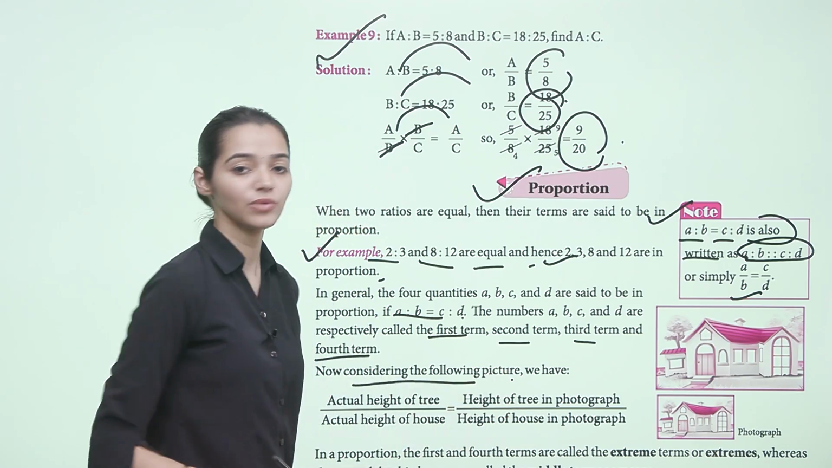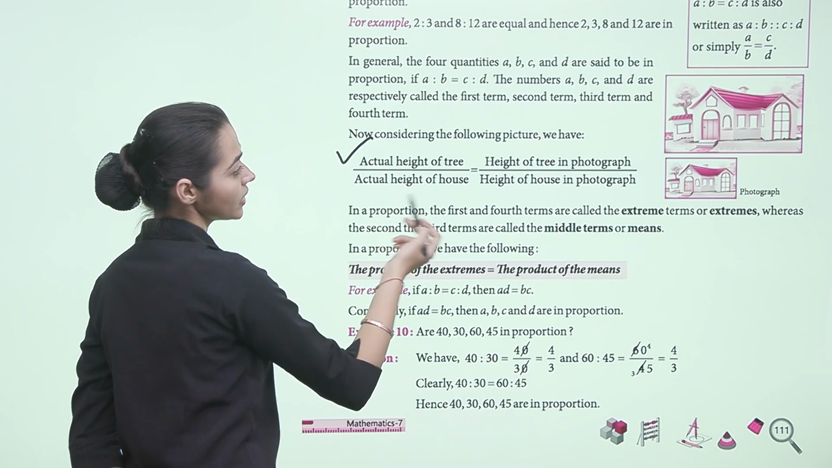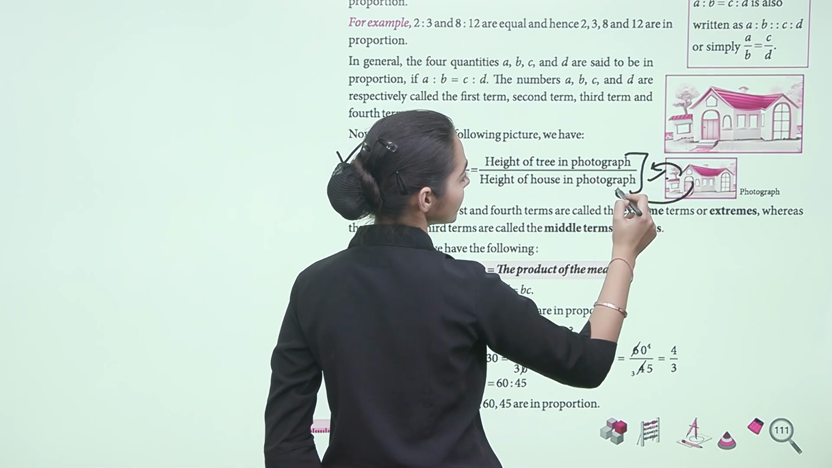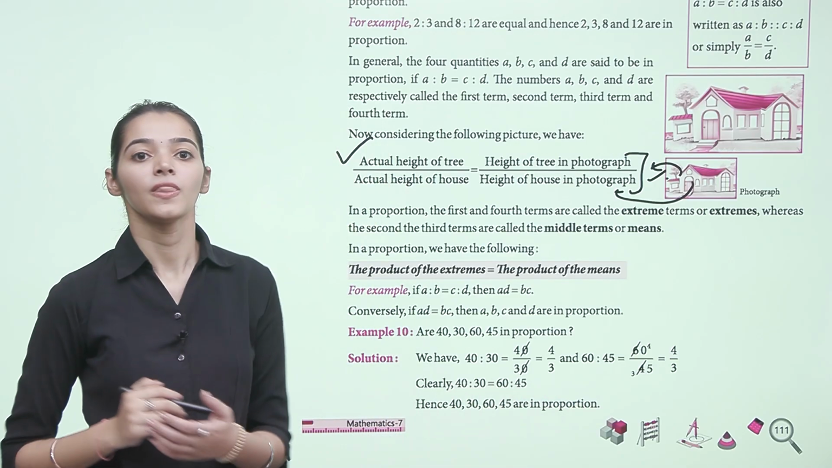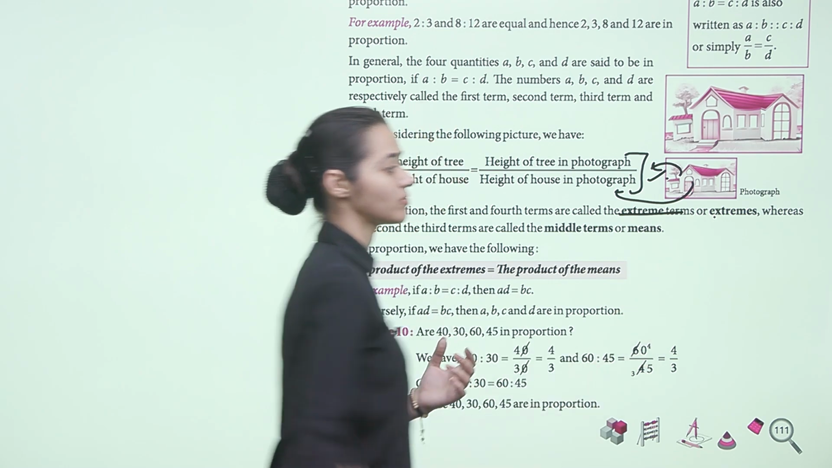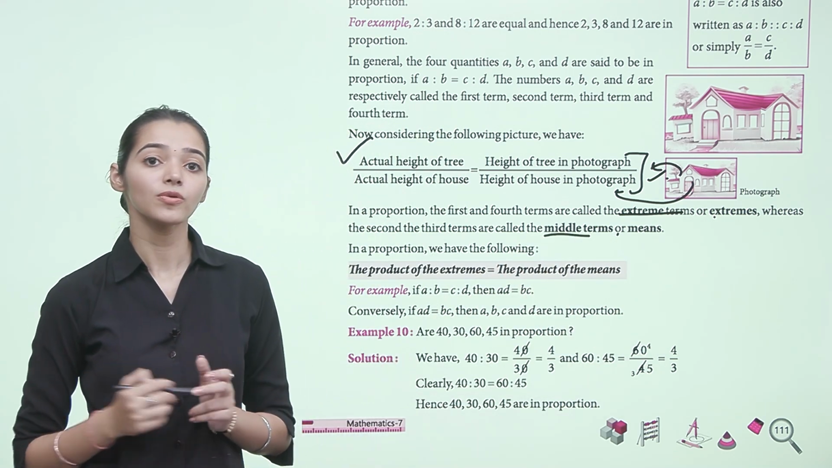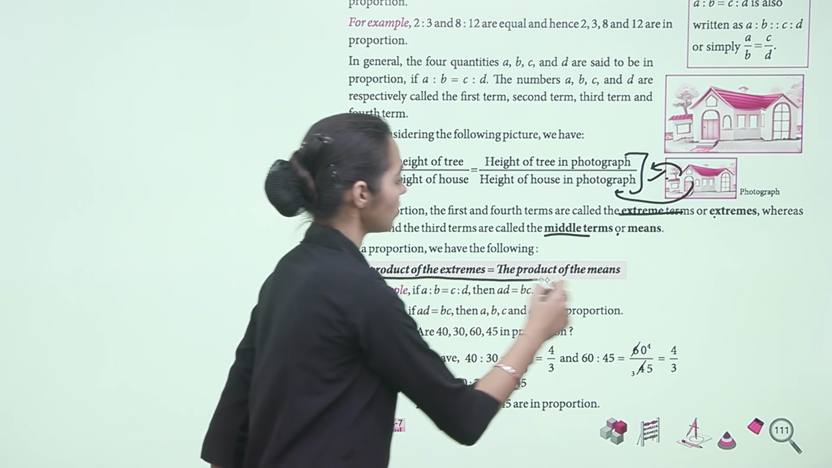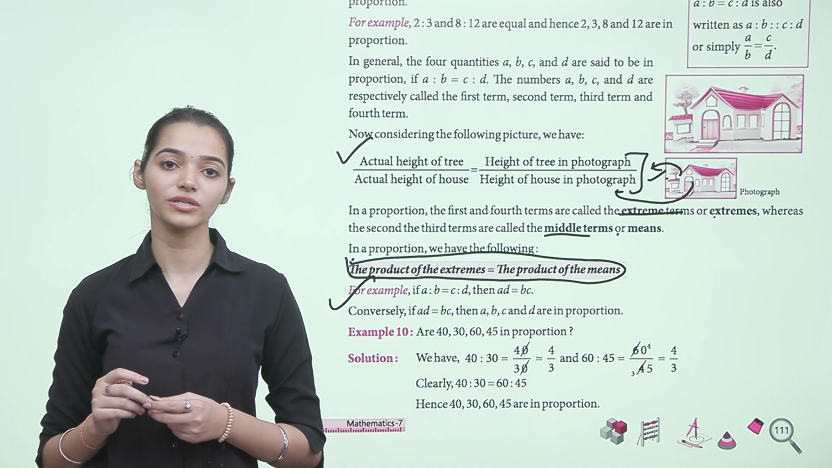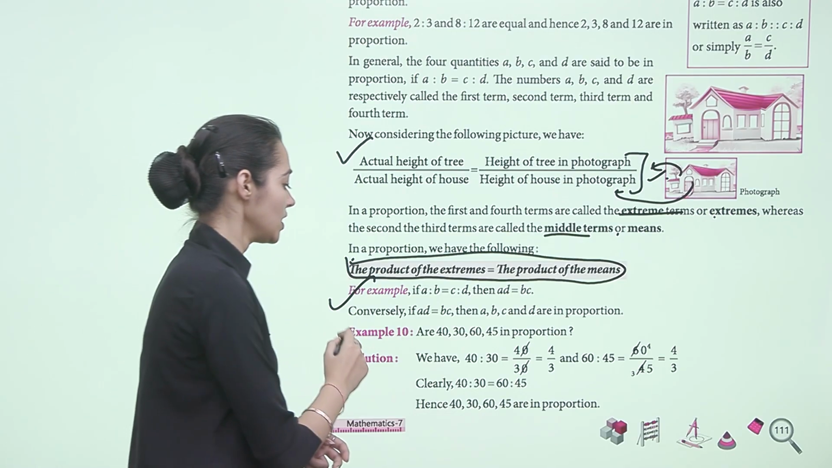Now considering the following picture, here the actual height of a tree upon the actual height of a house is equal to the height of the tree in the photograph to the height of the house in the photograph. Now in a proportion, the first and fourth terms are called the extremes, whereas the second and third terms are called the middle terms or means. Now in a proportion, the product of extremes is equal to the product of the means. For example, if A ratio B is equal to C ratio D, then AD is equal to BC, and A, B, C, D are in proportion.